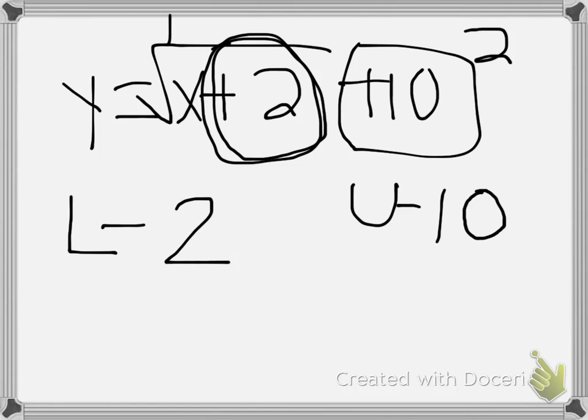Alright, so when we're looking at equations like this, there is no number in front of the square root, so we can just go ahead and skip that part and go to the number inside the square root, which right now is x plus 2. So since it is a positive number, it is going to go left 2. Since there's a number outside of the square root, it is positive, it will be going up 10. Sorry, up 10.